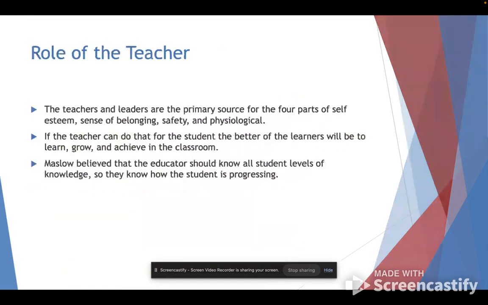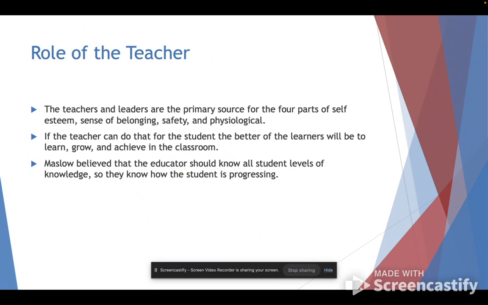So again, the role of the teacher and the leaders are the primary source for the 4 parts of self-esteem, sense of belonging, safety, and psychological needs. So those are the tiers that we already talked about in that chart. So that's kind of what the teacher is responsible for. They lay that groundwork for the student to be able to reach those other tiers, be able to feel that safe environment, to be able to move up through to reach that self-actualization stage.